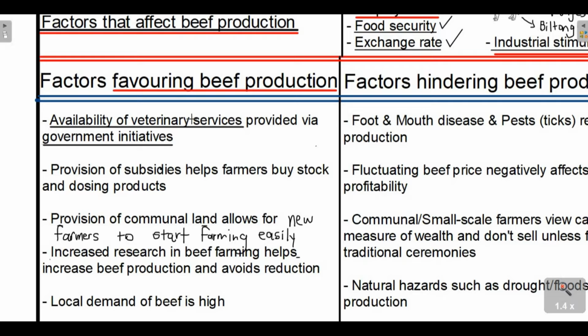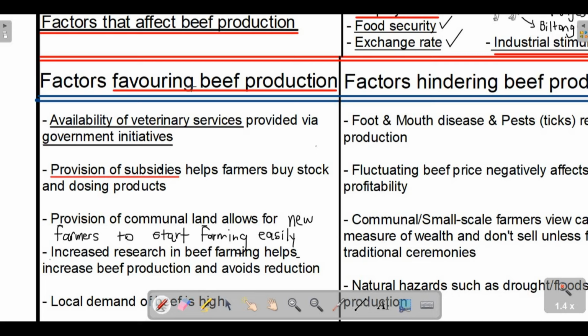Okay, so this is important to educate the farmers on the dangers and what they can do in order to improve their farming. So the farming techniques as well as free checks of the animals. That's the first point. Another reason is the provision of subsidies.